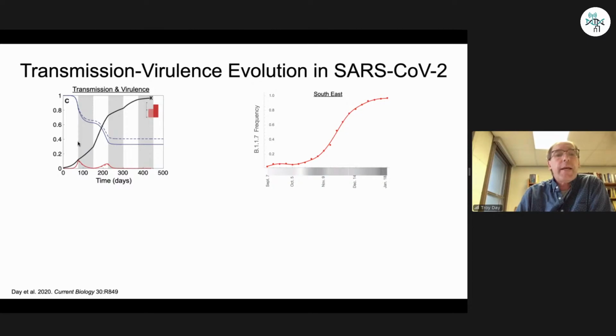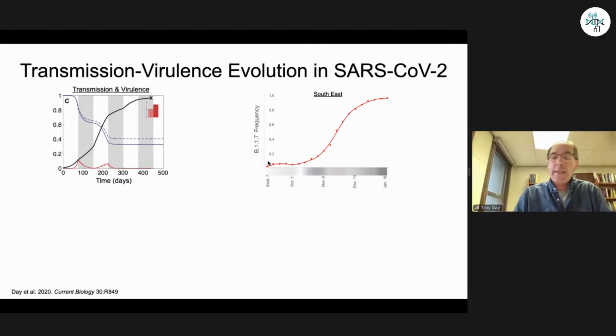And so if the predictions of this model are true, we should be able to go into this data set and look at the selection coefficient at any point in time, at any one of these weeks, for example, and see if it's related to the strength of lockdown at that time. The expectation being that the selection coefficient should go down as the strength of lockdown goes up, because the availability of susceptible hosts goes down.